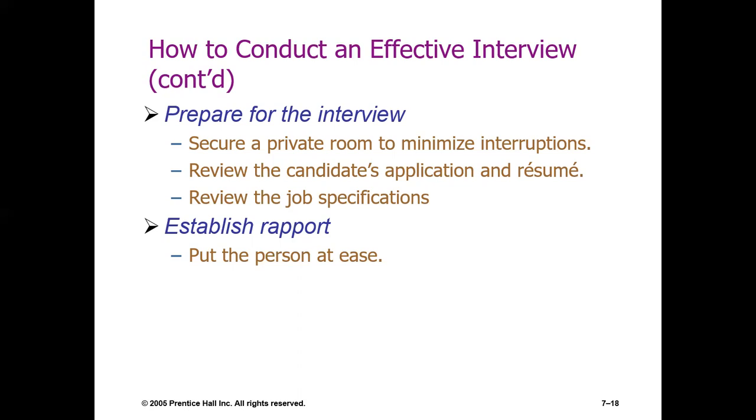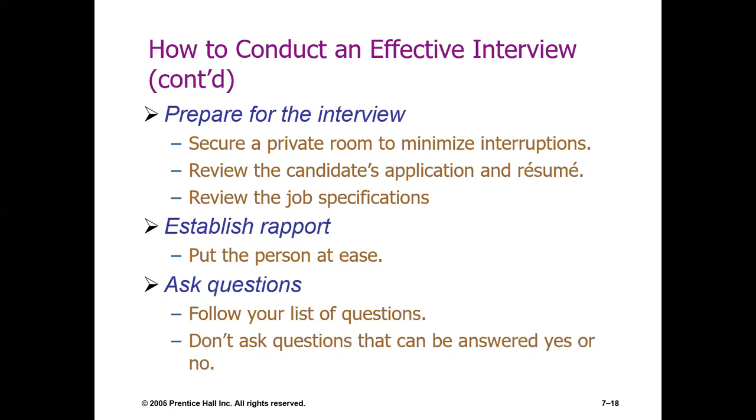The next aspect, once you are prepared for the interview, is that you have to build a rapport. Okay, so basically you have to break the ice. You have to create a trust relationship between the candidate and yourself, so that the candidate feels comfortable and is ready to respond to your questions in a comforting environment. So put the person at ease and ask questions afterwards. Follow your list of questions. Don't ask questions that can be answered yes or no.